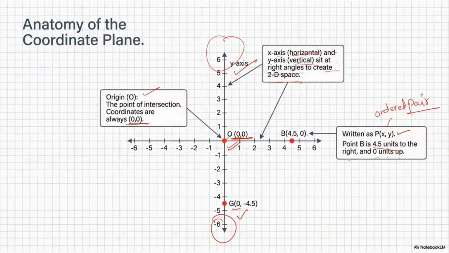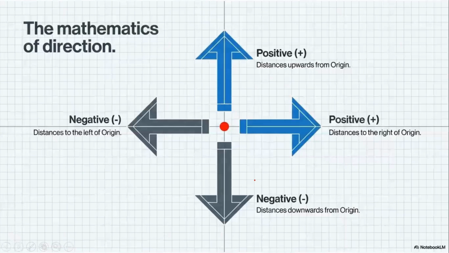Similarly, point Z, right? It is 0 units towards the right, but 4.5 units down. So basically, if a point is on the x-axis, the coordinates will be x, comma 0. And if a point is on the y-axis, the coordinates will be 0, comma y. Okay, so basically how the directions are told: if it is up or on the right side, it is positive, and if it is left of the origin or down from the origin, it will be represented by negative.